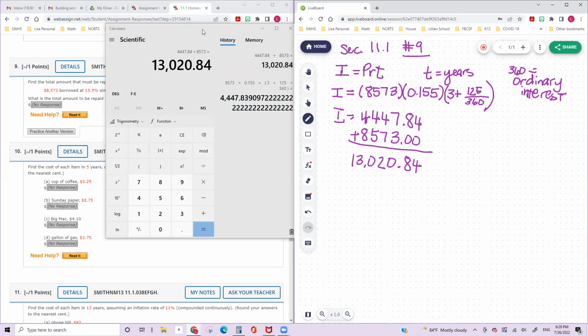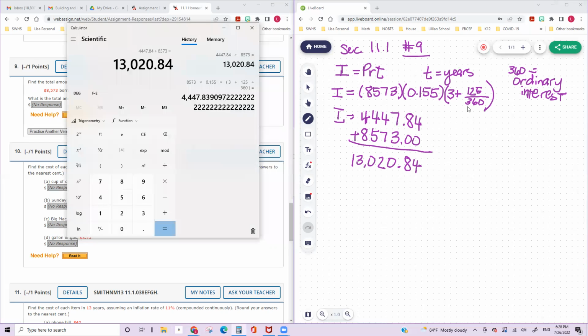So the biggest thing here is to make sure that you use 360 for your ordinary interest, and then putting all of it in the calculator correctly is the other big problem. Okay, now we're going to take a look at another problem.